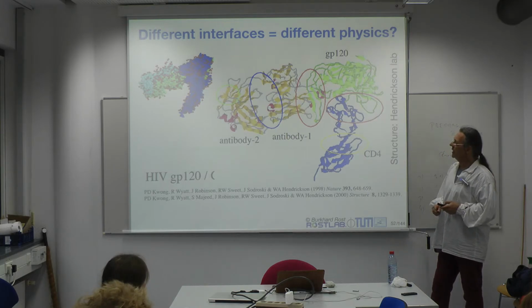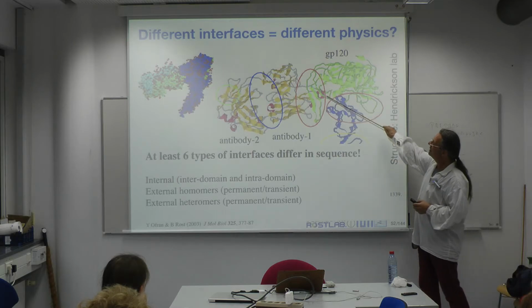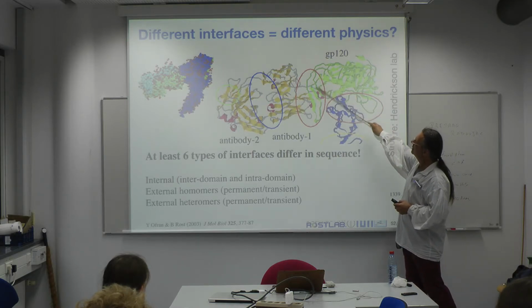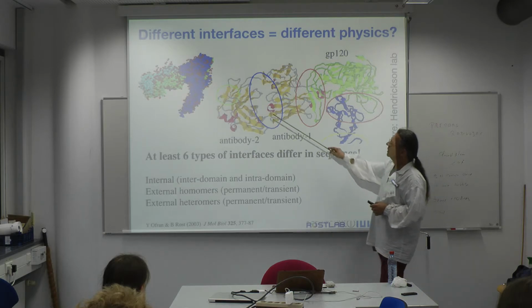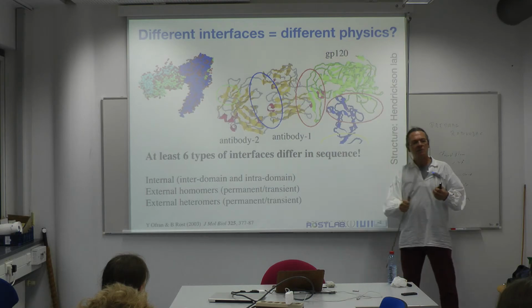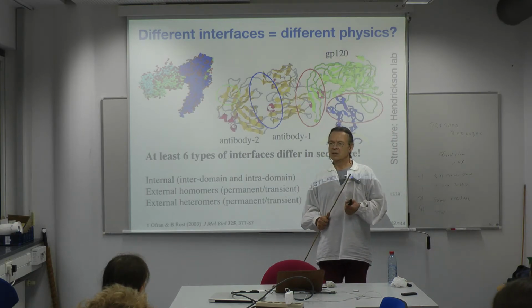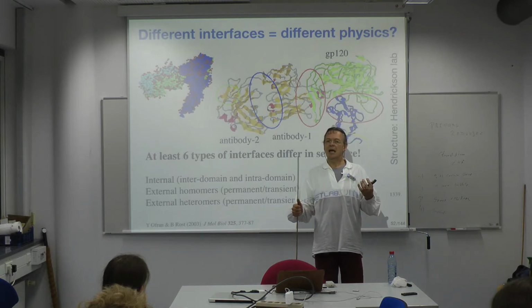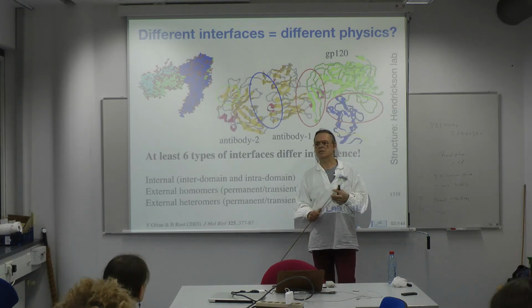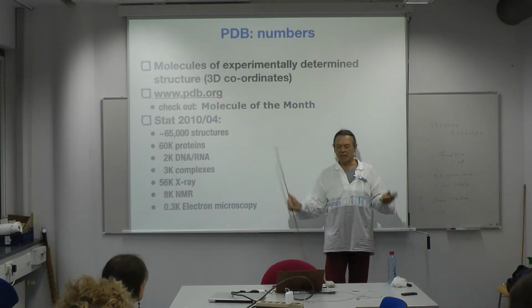So the first question that I have is, we have again the GP120 bound to the antibody and the CD4. These different types of interfaces that I show here: the red is external, the green is internal interaction, and the blue here is between dimers of the same protein or something like that, right? So my first question to you is, are they using the same biophysics? And that is an important question.